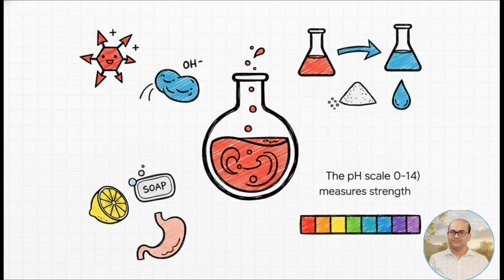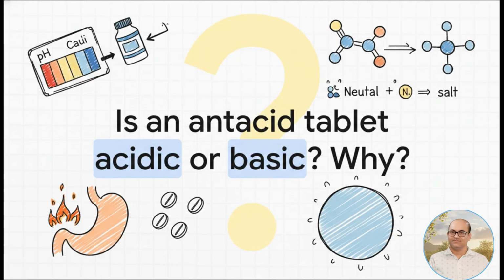Fourth, we measure their strength using the pH scale from 0 to 14. And the biggest takeaway, this chemistry is all around us every single day. And now I have one little homework question to leave you with. We learned that an antacid tablet helps you when you have stomach acidity. The clue is in the name itself, antacid. So my question to you is, do you think that tablet is acidic or is it basic? And more importantly, can you tell me why? Think about our big key word for today, okay?